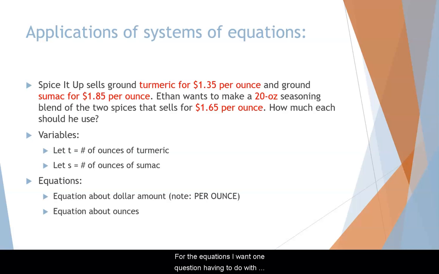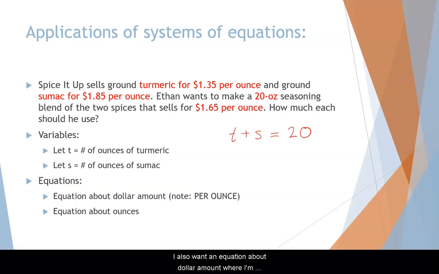For the equations, I want one equation having to do with the number of ounces. So since T is the number of ounces of turmeric and S is the ounces of sumac, I know that T plus S together should equal the total number of ounces. That should be 20.